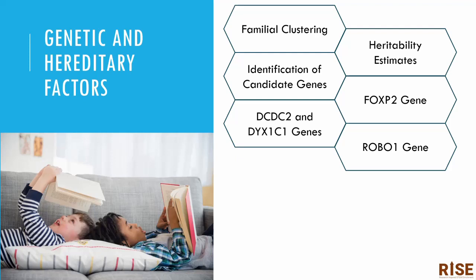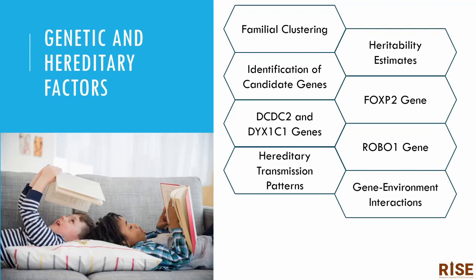6. ROBO1 gene. The ROBO1 gene has been associated with dyslexia and is involved in neural connectivity. Variations in this gene may impact the formation and function of neural pathways relevant to reading. 7. Hereditary transmission patterns. Dyslexia is inherited in a complex manner. Multiple genes are likely involved, and the interplay of genetic factors contributes to the variability in the expression of dyslexia within families.